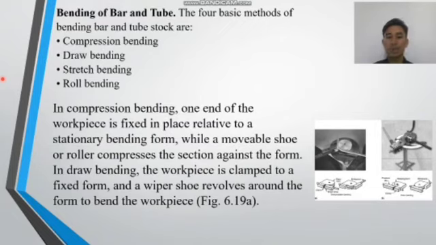In compression bending, one end of the workpiece is fixed in place relative to a stationary bending form, while a movable shoe or roller compresses the section and changes the form. In draw bending, the workpiece is clamped to a fixed form and a wiper shoe revolves around the form to bend the workpiece.